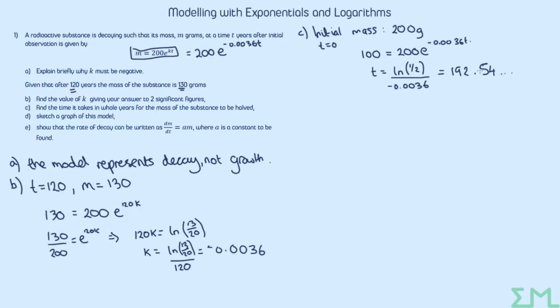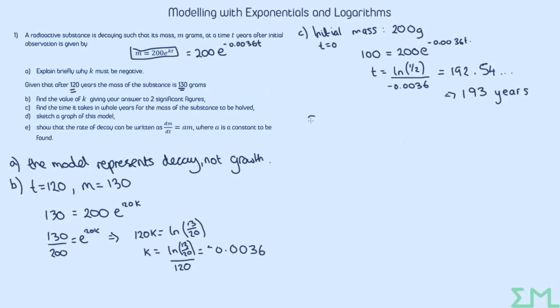Okay, and we get 192.54. So how many whole years does it take for the substance to be halved? Well, that would be 193 years, because it becomes halved somewhere between 192 and 193 years. So 193 whole years for the substance to be halved.